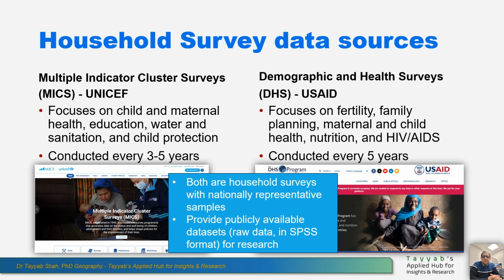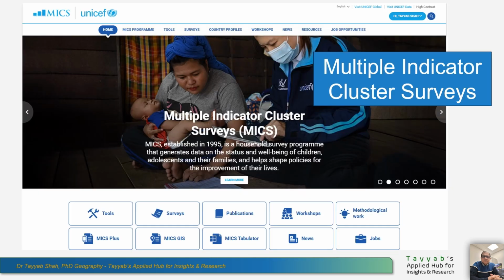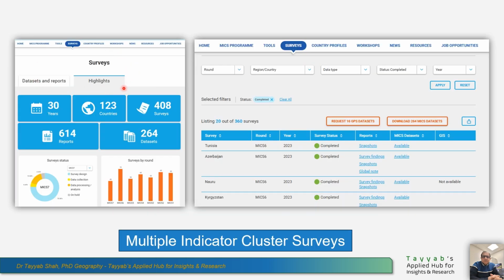So this is which data we are going to use and how we can focus on it. Here is a little bit more about the Multiple Indicator Cluster Survey, because that's the data set I'm recommending for this course. On this website, there is a surveys section with two different tabs. One gives the highlights about the survey. The most important thing you can see there is that 264 data sets are available for researchers to use for your research purposes.